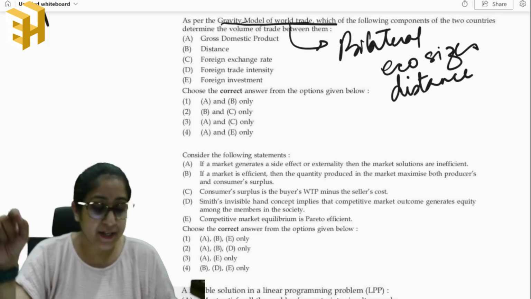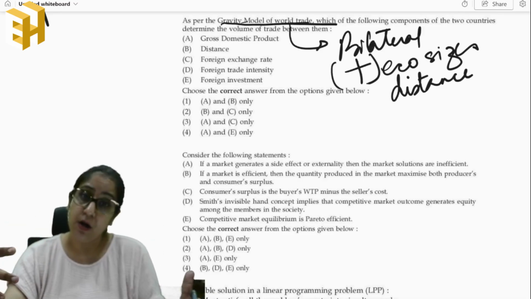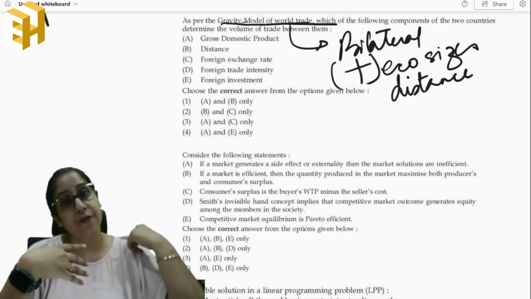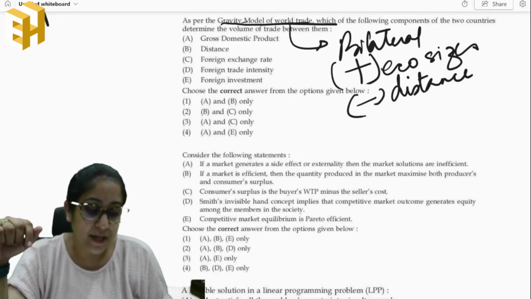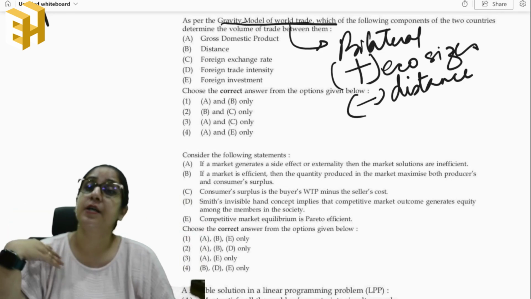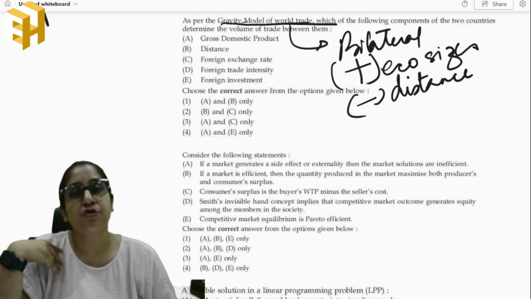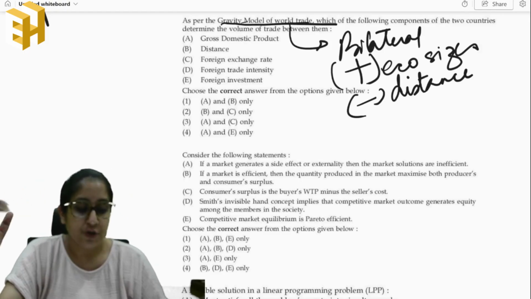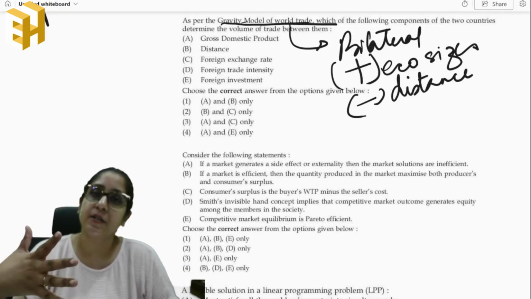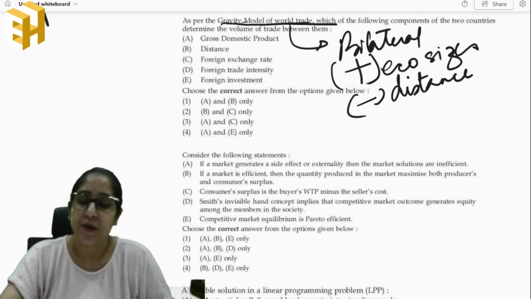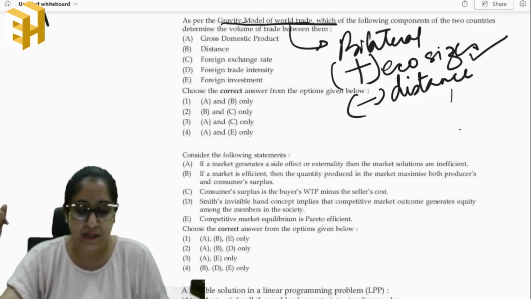So the trade is positively related to economic size. So if the country is bigger or it has a high GDP, the other country will be willing to trade with it. On the other hand, it is inversely related to the distance. So if the country is far off, the trading country would be discouraged to trade with a far off country. So the more the distance, the less the chance of bilateral trade, and the more the economic size, the more the chance of bilateral trade. So it is basically economic sizes and distance.